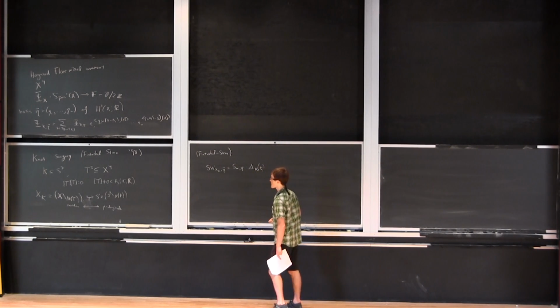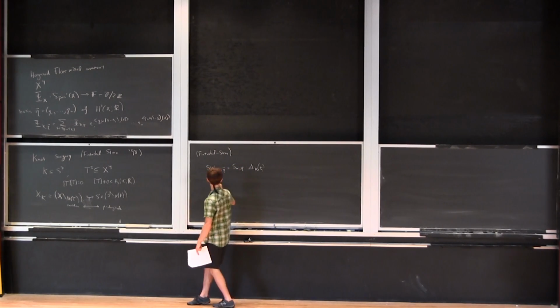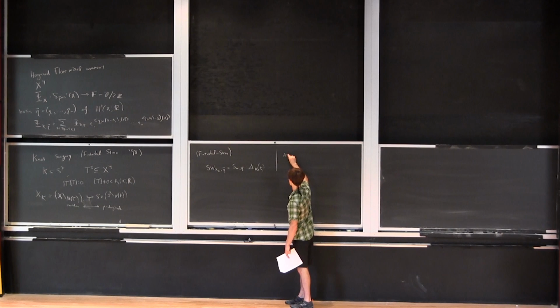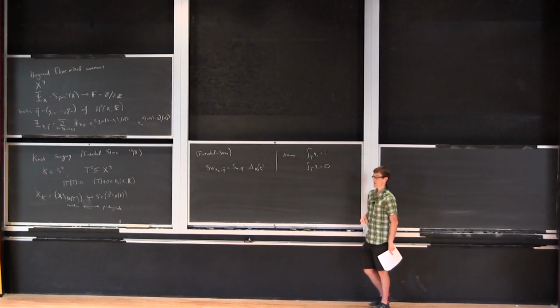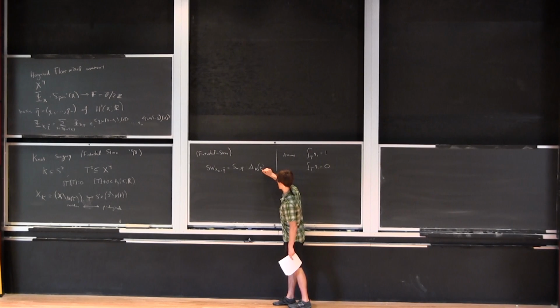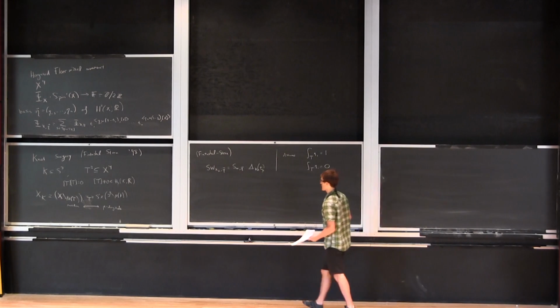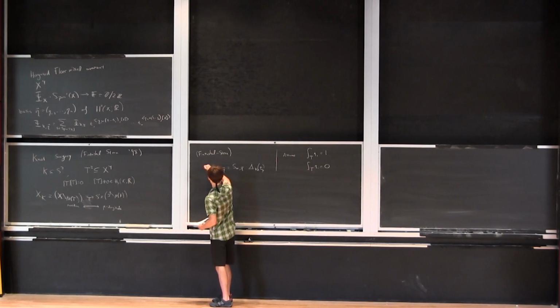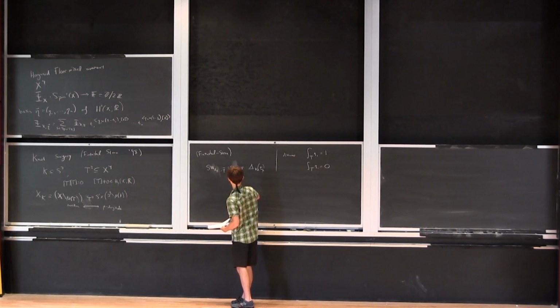Oh, and I forgot to assume something. Let's assume that the integral of T over eta 1 is 1, and the integral of T over the other etas is 0. So this is t1. Yes, you're right. Thank you.